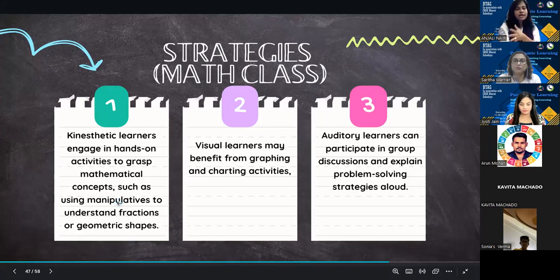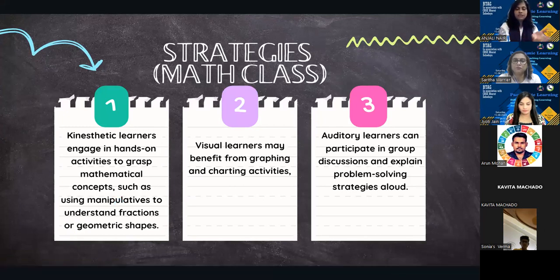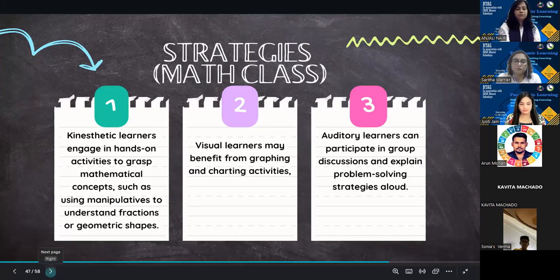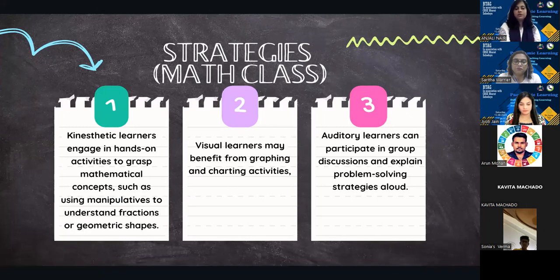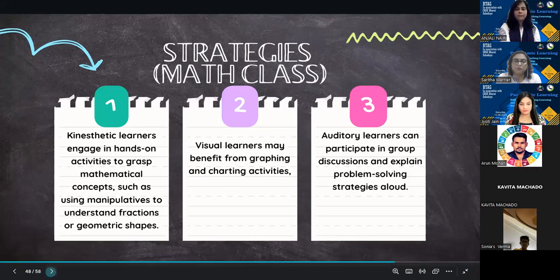So there are different strategies for different students. This example can be used for any subject. I have given it for mathematics. So based on the student, you can plan the activities as per the need of your subject.